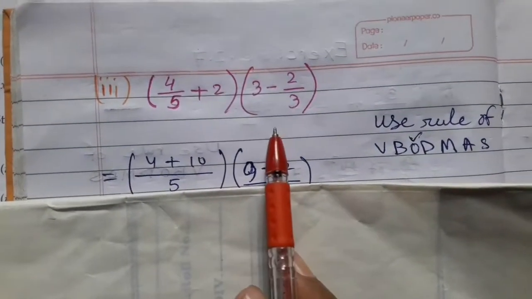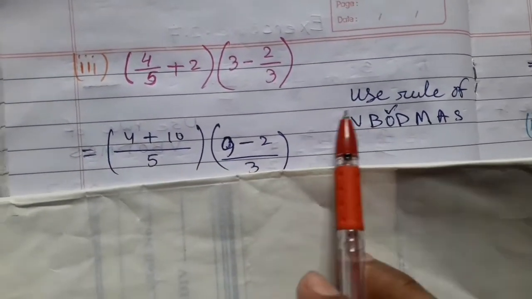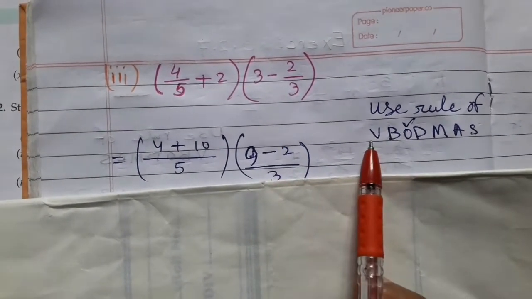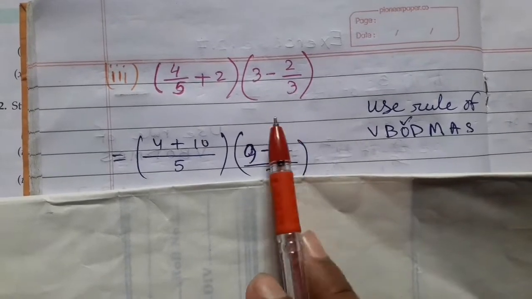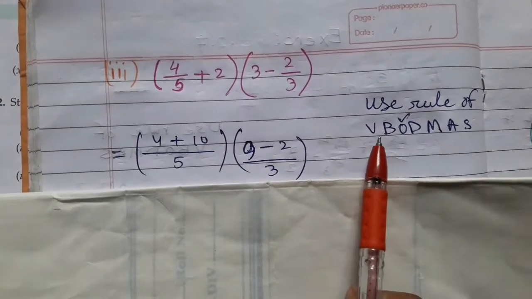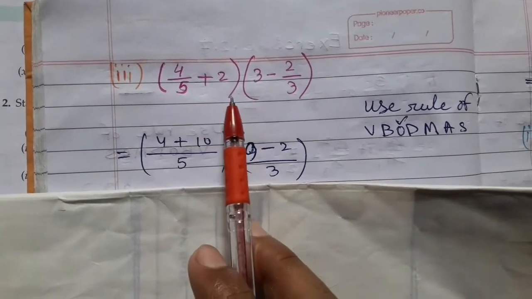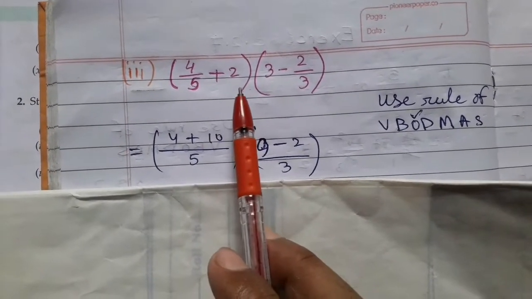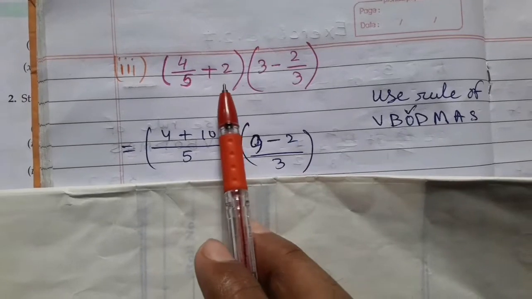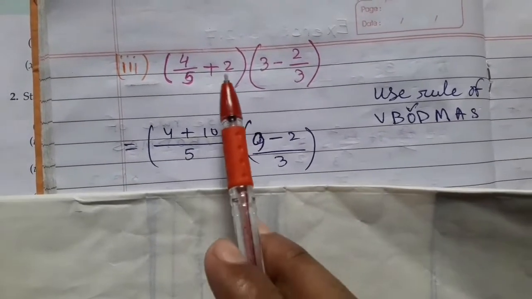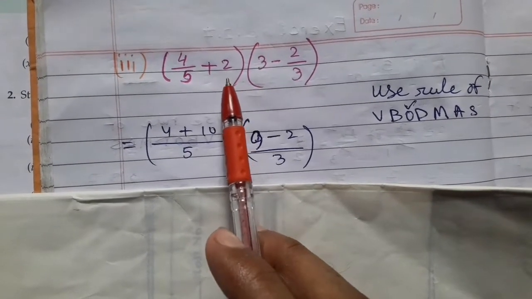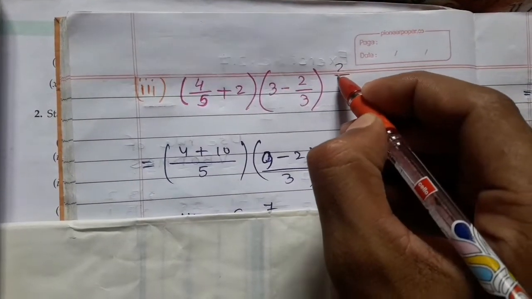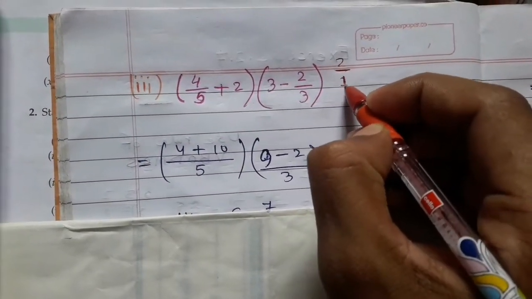Next question is use rule of BODMAS. We have no of, no divide. B means bracket. We have a bracket in this question. First of all, we have to work this bracket. Okay, first of all, 2 by 1, the denominator of a whole number is 1. Okay, clear?